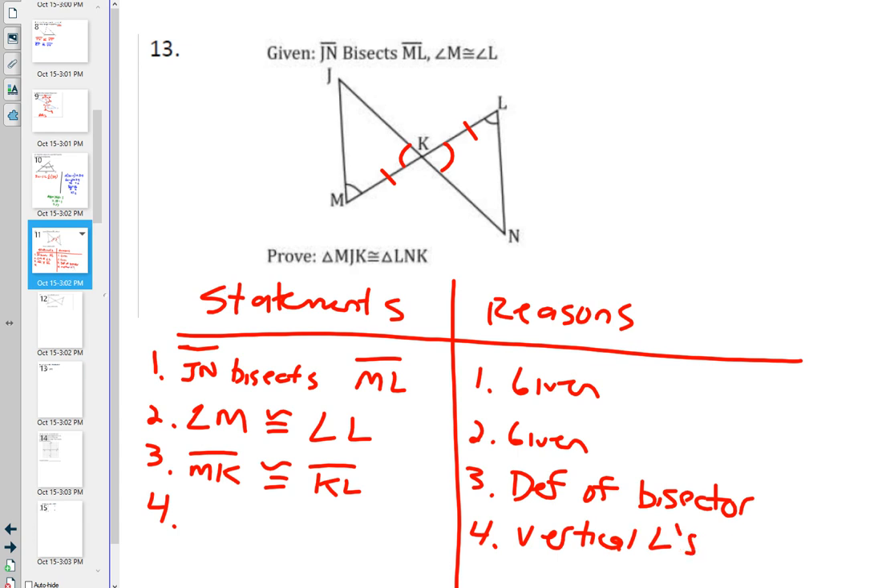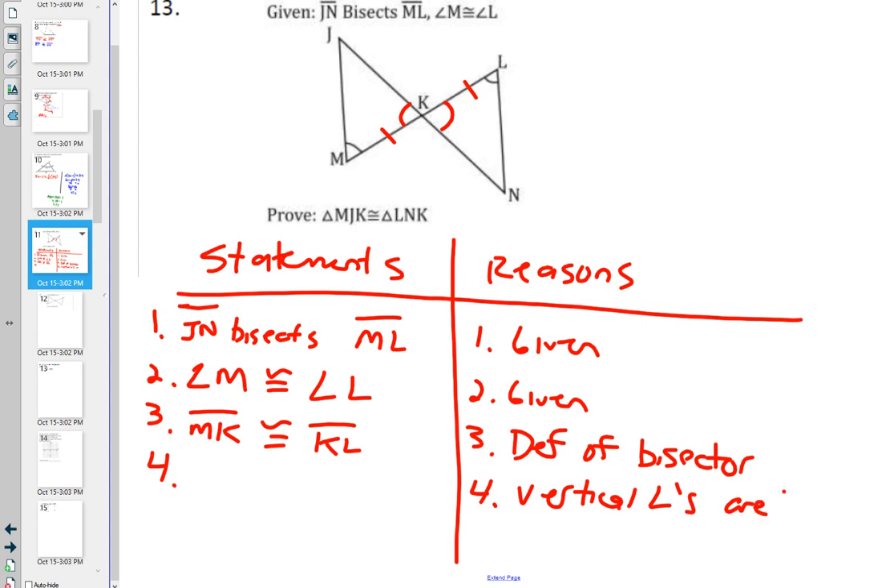Actually you would say vertical angles are congruent, but the statement would be that angle JKM is congruent to angle LK. If you want to go in order, you said NKL? I said LK. It's not wrong, but if you want to be precise with the order of corresponding points, the N would come first, NKL. But if you put LK at that point, that's fine.